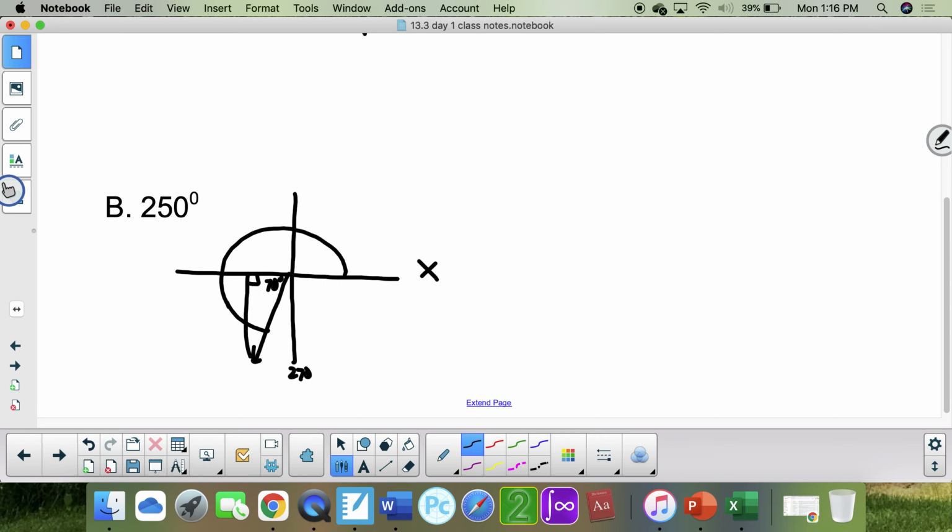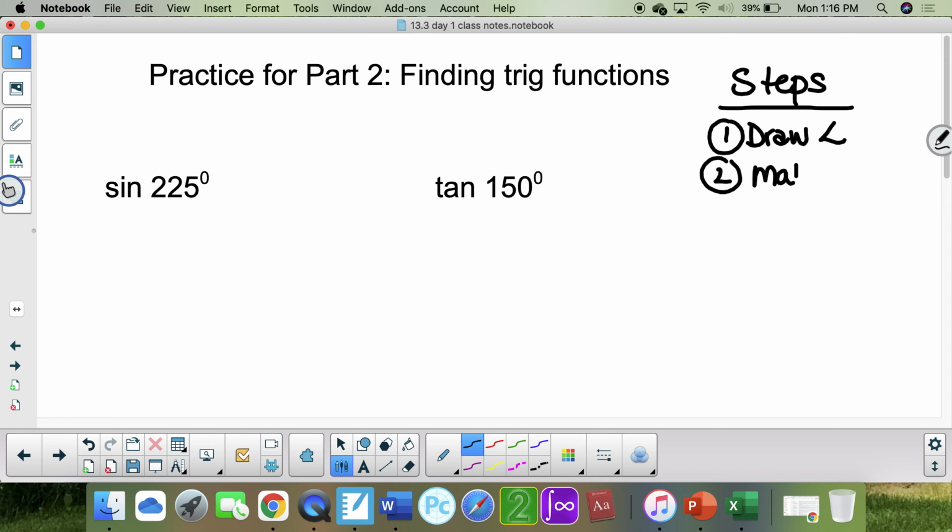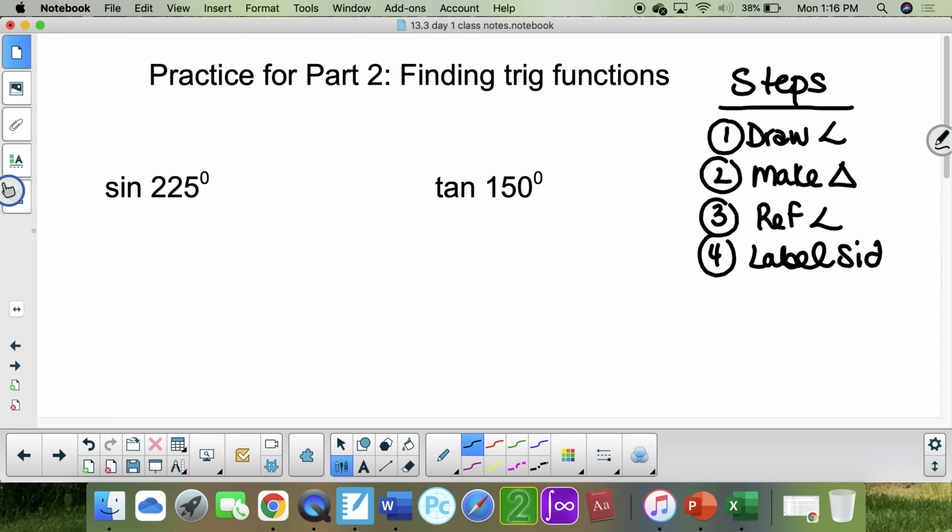Okay, the next part of the assignment. Practice for part 2, finding the trig functions. These are the steps. Draw the angle. Make a triangle. Find the reference angle. Label the sides of your triangle. And write the formula down for what you're finding, and find it and solve.